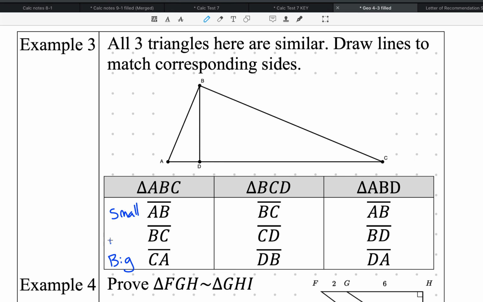It's the one that we haven't labeled. This one's the medium. This is how I think about it, too. I have to compare big, medium, small.